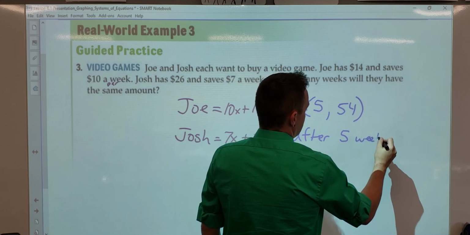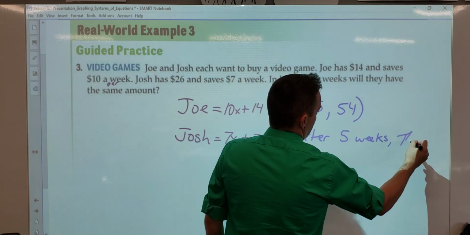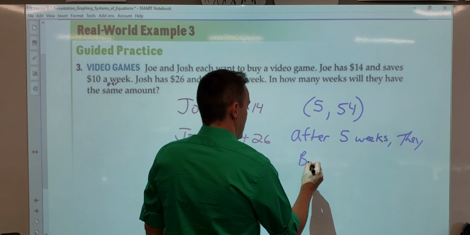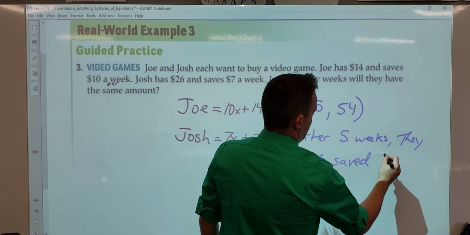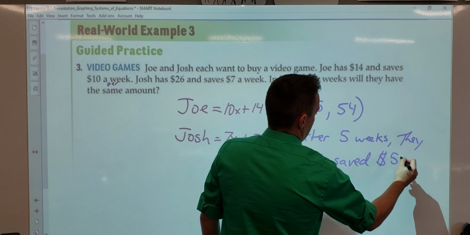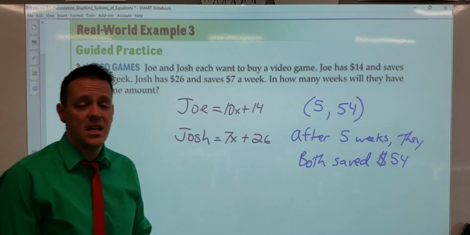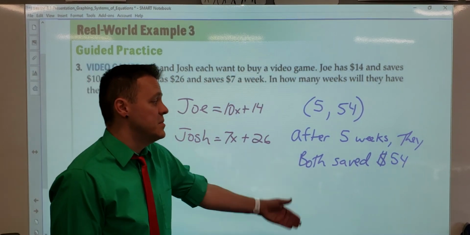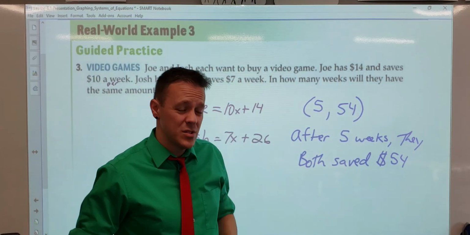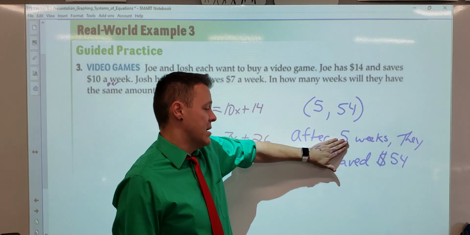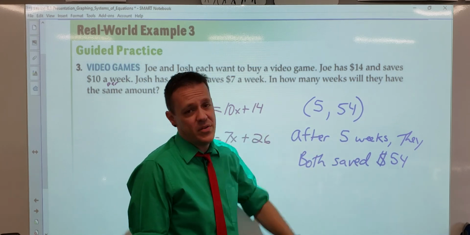After 5 weeks, they both saved $54. Enough to get a nice used game, right? Please make sure you guys understand the concept. It's not 5 and 54, it's what does it actually mean? It takes them 5 weeks, and then they both save 54.